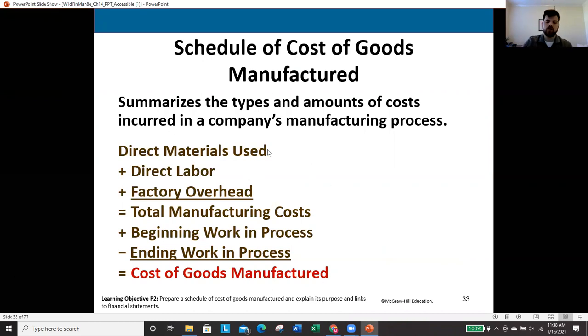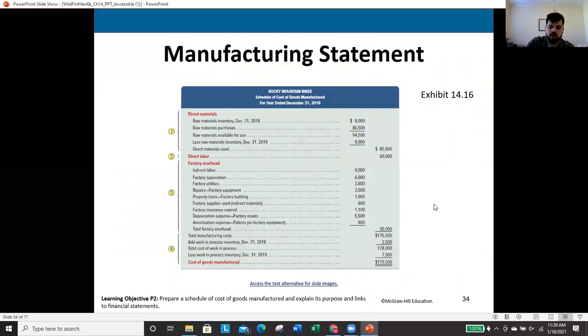So we start with our direct materials used. We'll then add in our direct labor and our factory overhead, which gives us our total manufacturing cost. At that point, we'll add in our beginning work in process and subtract out our ending work in process to figure out the cost of goods that were manufactured in the current period.